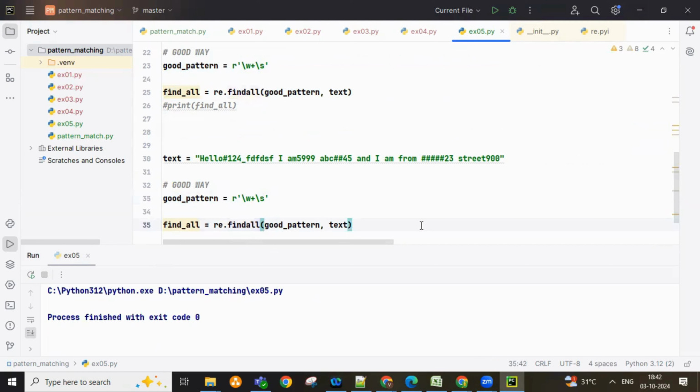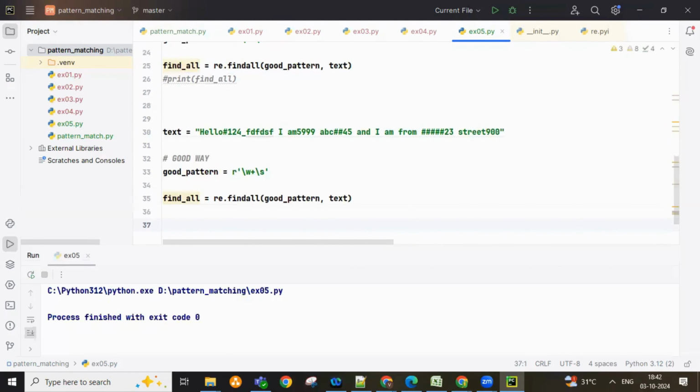Now, let me give you one more example. If you want to match digits, you are clear. Matching with alphabets, numbers, and underscore, it is clear. You know how it is matching. Understood? Now think about a scenario where you need to match with something.